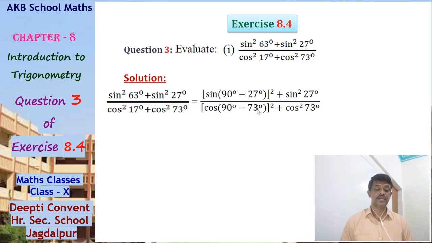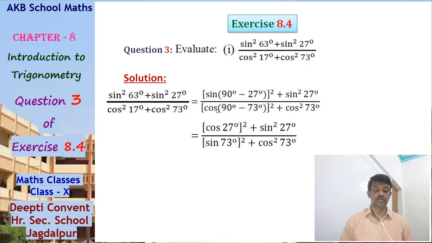Similarly cos of 90 minus 73, that will be what? Because 17 and 73 are also complementary angles. That's why 17 is written as 90 minus 73. Cos is changed to sine. So we can write sin of 90 minus 27 as cos 27, cos of 90 minus 73 as sin 73. Here we see sin square 27 plus cos square 27, and sin square 73 plus cos square 73.